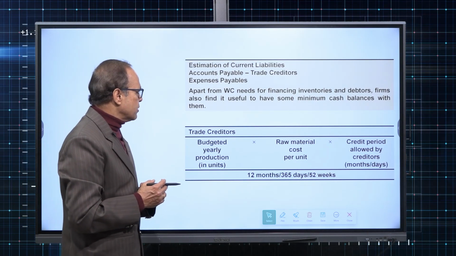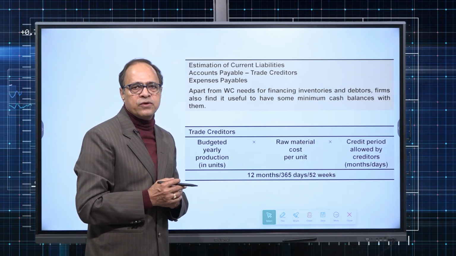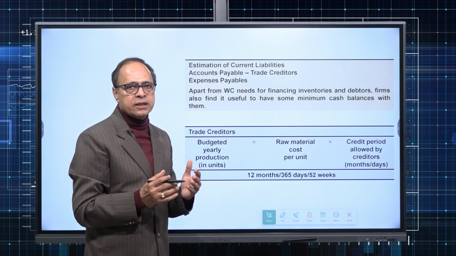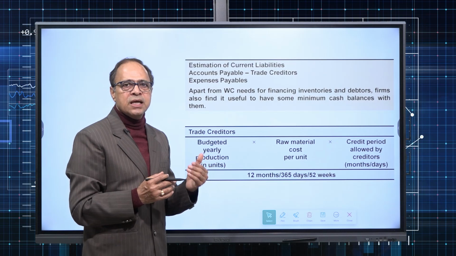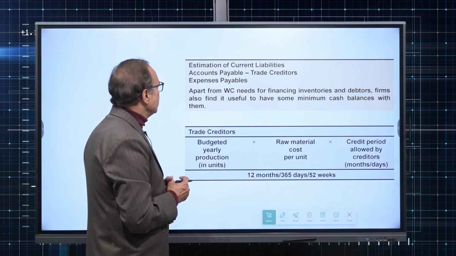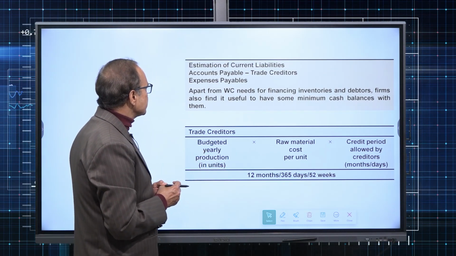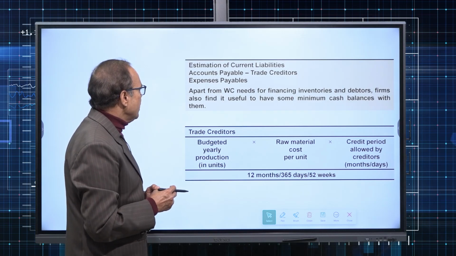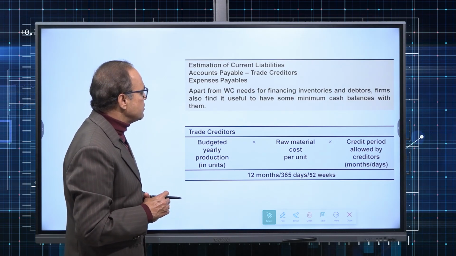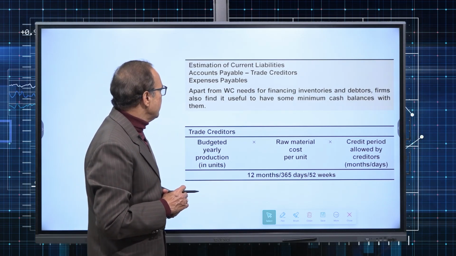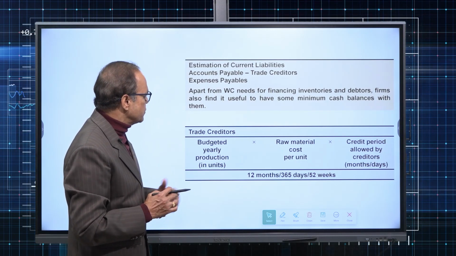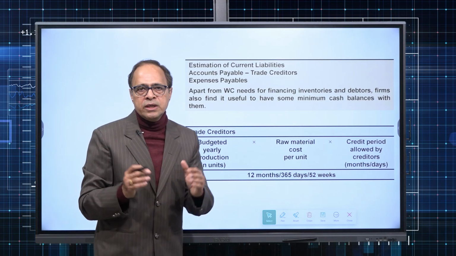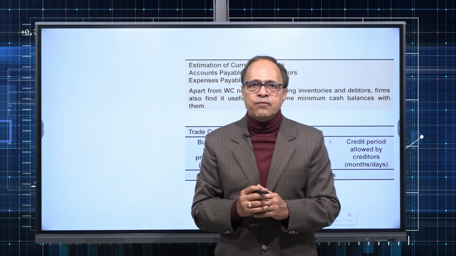Current liabilities are the ones which are to be paid off within 1 year. And what are the prominent current liabilities? Trade payables, also known as accounts payable, and expenses payable. And apart from working capital needs, the financing, inventory and debtors, firms also find it useful to have some minimum cash balance with them, which we have already dealt with. Now one thing I'll explain in between.